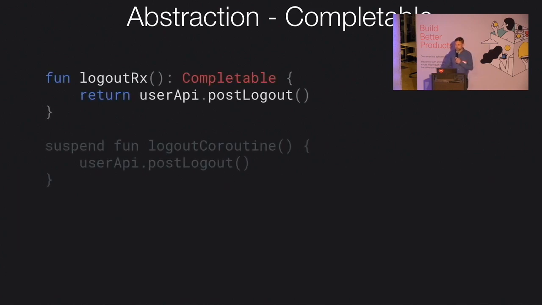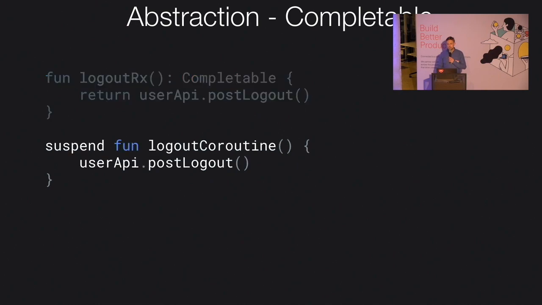Completable is also an interesting and useful abstraction that came out in Rx 2.0. You would normally have it return a Completable, so your logout doesn't return any value, it just completes. There's no data coming back. It's basically an empty response. So of course, the Kotlin coroutine way of doing that would just be a suspend function with a Unit or no return value, and you're done.